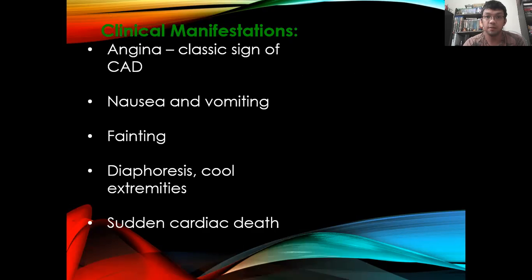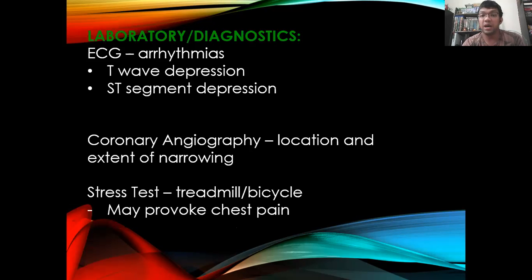Clinical manifestations: angina is a classic sign of CAD, chest pains. Most especially, take note, the chest pain for angina is originating at the left side of the chest, and it may radiate to the left shoulder, jaw, left arm. Nausea and vomiting can be felt by the patient. Fainting can occur, diaphoresis or excessive sweating, and cool extremities. And there can be sudden cardiac death. So that's already MI. There will be necrosis of the cardiac tissue if MI happens.